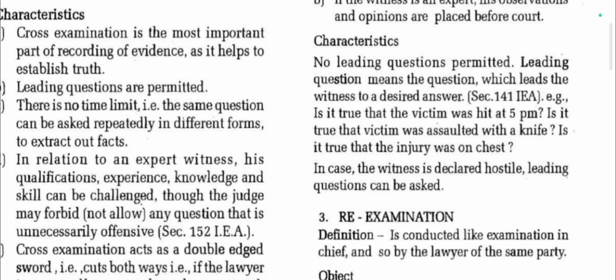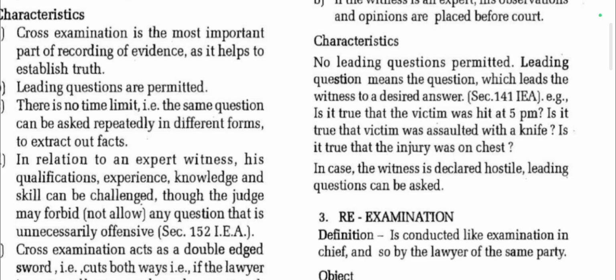In case the witness is declared hostile, leading questions can be asked. Now, what is a hostile witness? A witness who changes his or her statement in front of the judge. I mean, my witness would go against me in front of the judge, so that witness would be called a hostile witness. And if the witness is declared hostile, then you can ask leading questions to that witness.